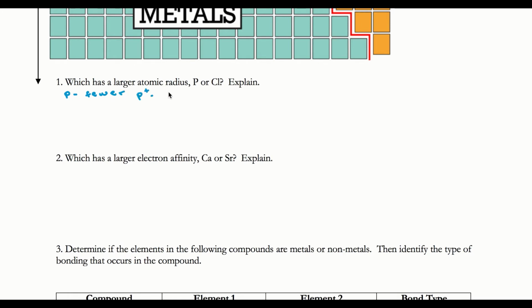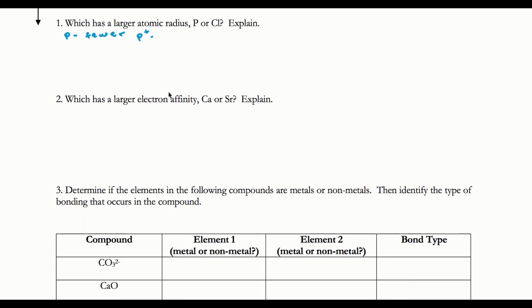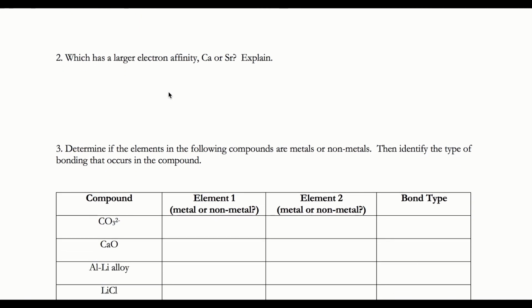Okay. The second one, which has a larger electron affinity, calcium or strontium? Well, if you look, calcium is going to be smaller than strontium because it's higher on the periodic table. It has fewer principal energy levels. And so calcium, since it is smaller, will have a larger electron affinity.